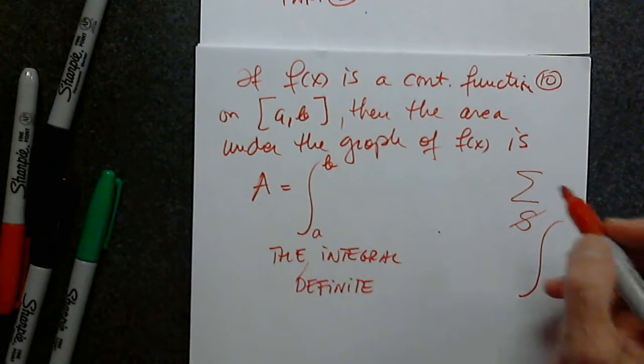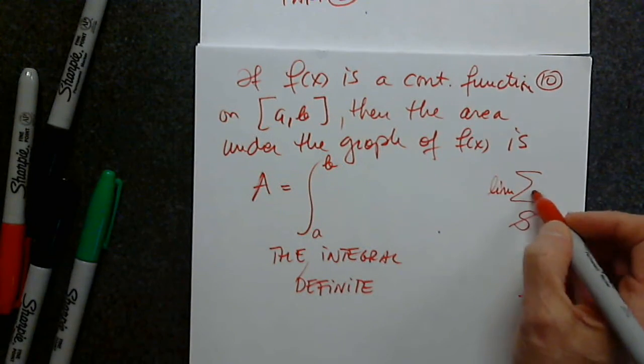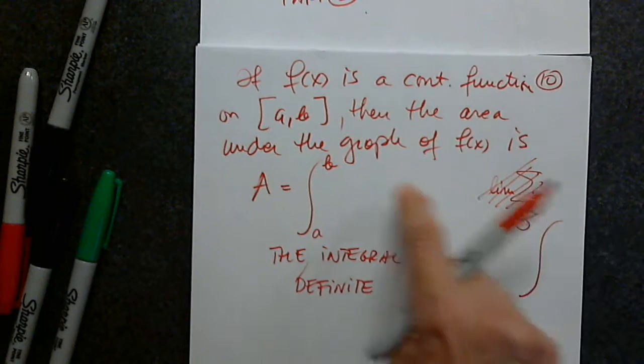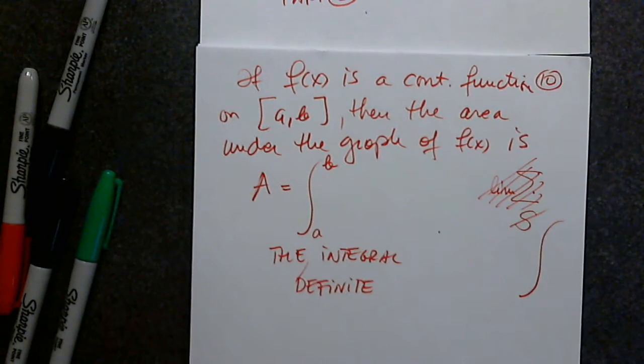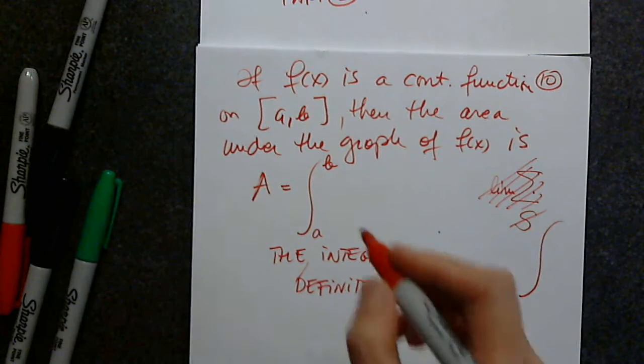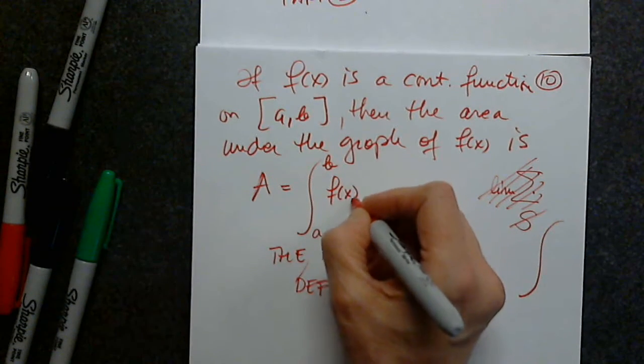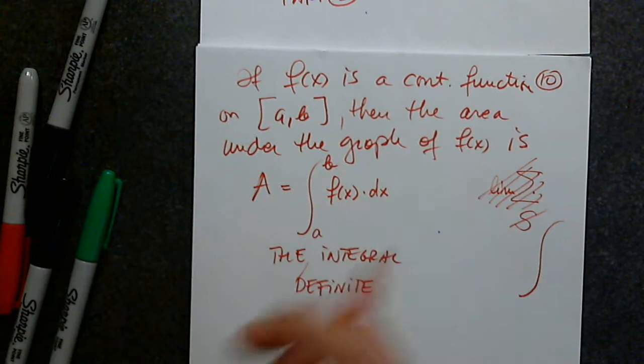Basically, this replaces the limit and the sum. These two are here. But what do you think I'm going to put? Exactly what we had before. We had delta x times f of x sub i. This time we're going to write f of x times dx, because we know from a long time ago that dx and delta x mean the same thing, and they're measured in the same way, and they're always equal.